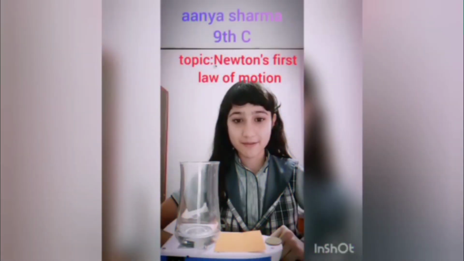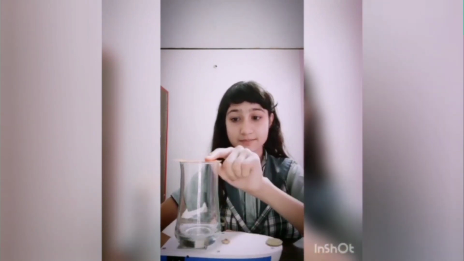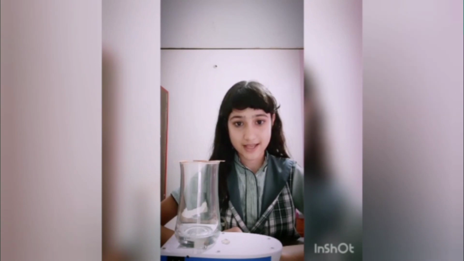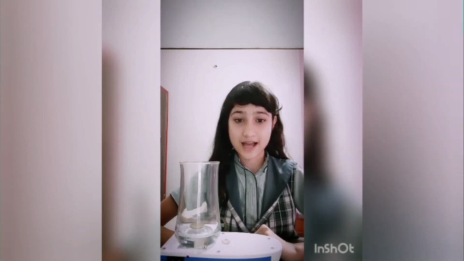Thank you. We are going to demonstrate an activity based on Newton's first law of motion. For that, we want a glass, a sheet of paper, and a coin. First, we have to place the paper on the glass and the coin above the sheet. Now, when we apply force on the sheet of paper and remove it, the coin is at rest and tends to remain at rest. But due to gravity, the coin falls inside the glass.